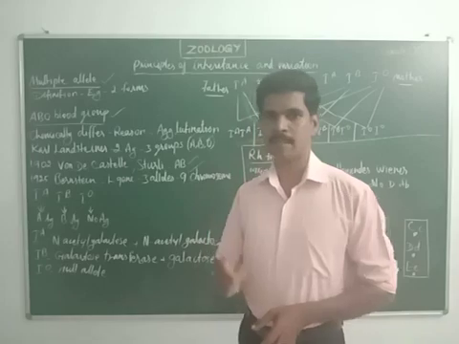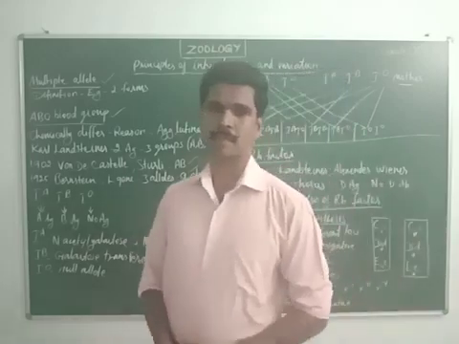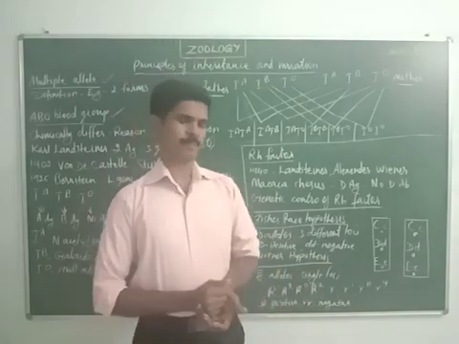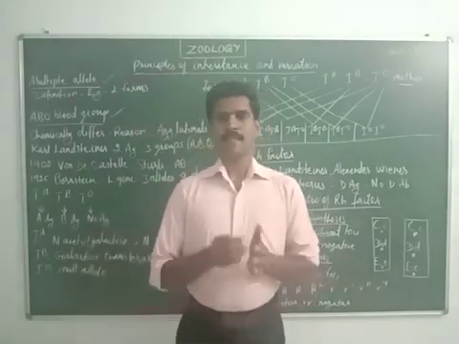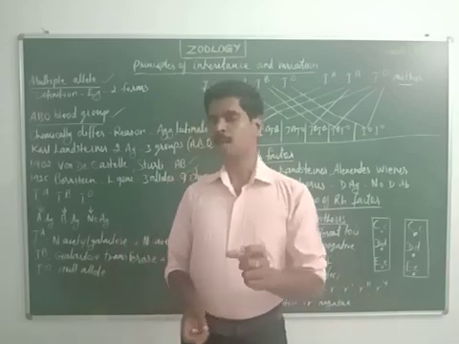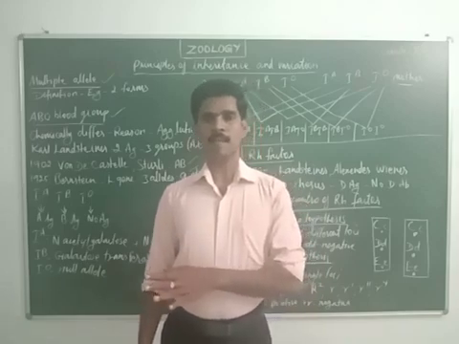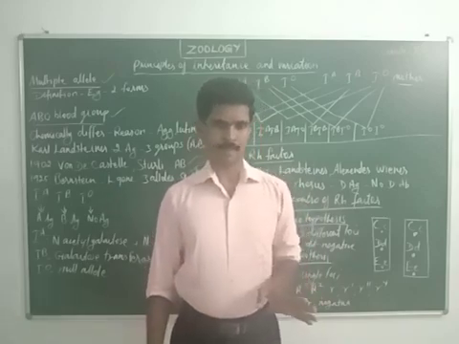IA allele and IB allele are always dominant to IO allele. Hope you understood this one. Now, a child can get any one of these alleles from the father and any one of these alleles from the mother. Understand?